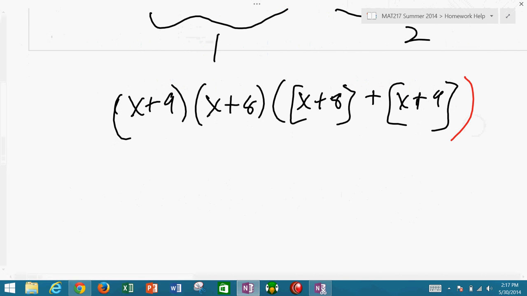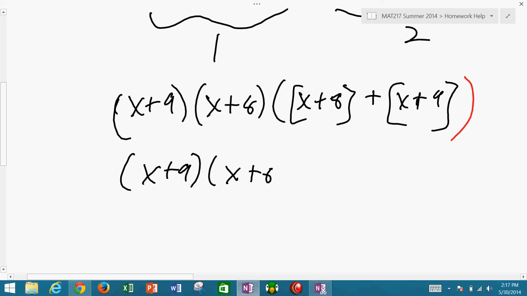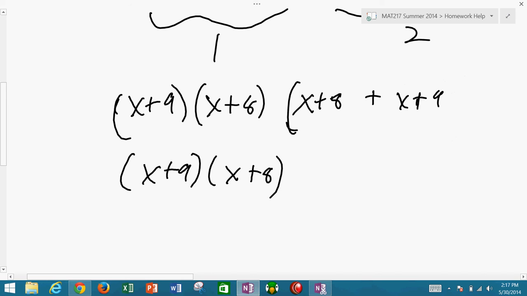So there we go. Now inside here we could simplify this a little bit. So that'd be x plus 9 times x plus 8. And then in here, these braces aren't doing really anything for me. They're not separating anything. Nothing's multiplying on the outside. So I can get rid of this, get rid of that. There we go. So now when I add those inside, I have 2x plus 17.